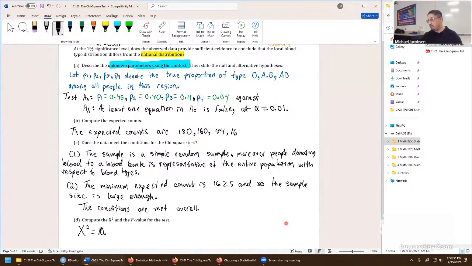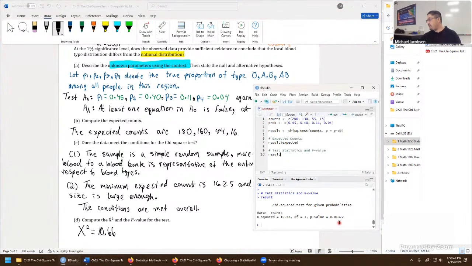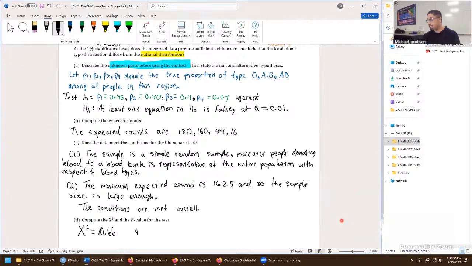Chi-squared is 10.66. P-value, or right here, just as a reminder, there's 4 outcomes for K, so the degrees of freedom should be 3, as this indicates. Then next, the p-value is actually large, which is kind of interesting on this problem. P-value is 0.0137.